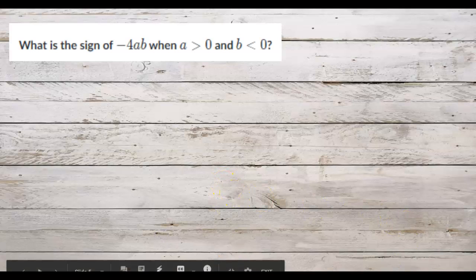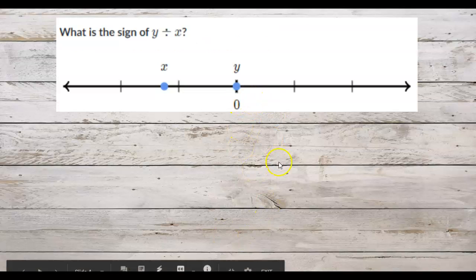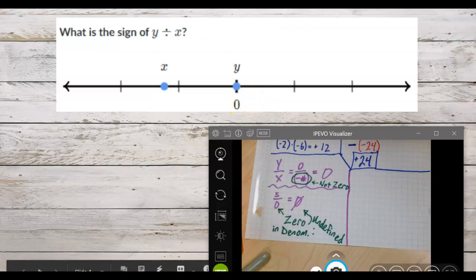Try this on your own for a second. Sorry, any questions back here from when we had 0 on top of the division? Yeah, what's up, Sydney? Alright, can you just hold on for a second? Yeah, absolutely.